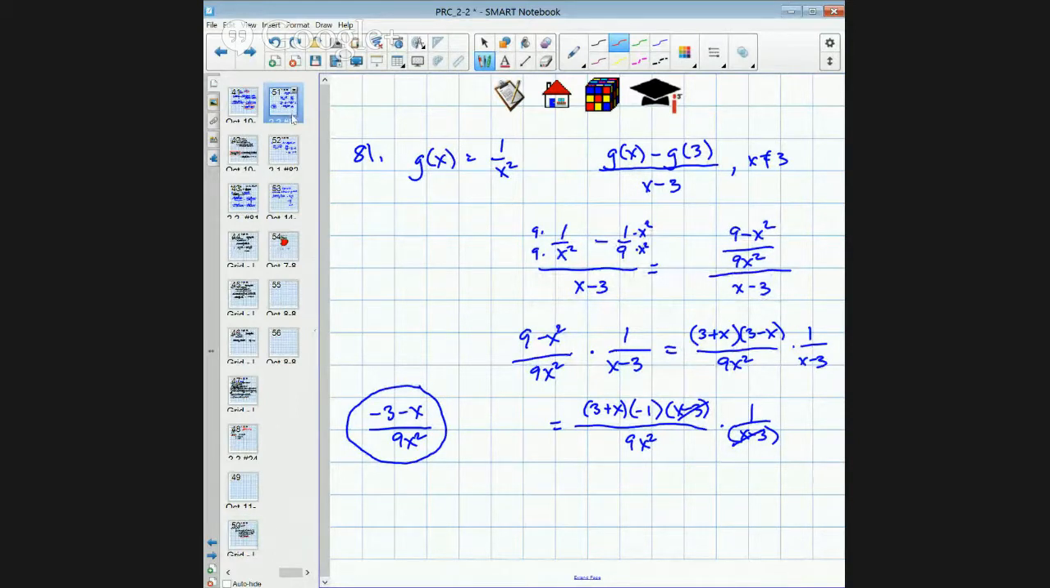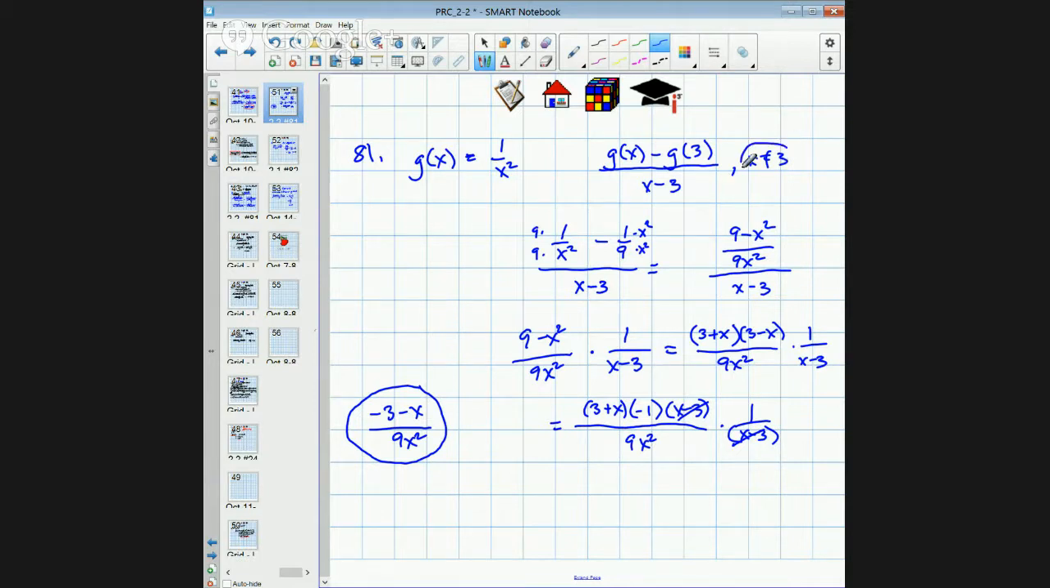Okay, let's just take a look at number 81. So now we're into the difference quotient part again. This is on the bottom of page 97, number 81. You see down there that the function g of x is equal to 1 over x squared. And you are supposed to find g of x minus g of 3 over x minus 3.